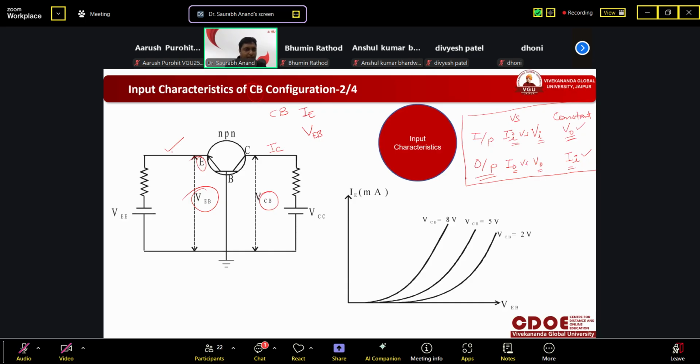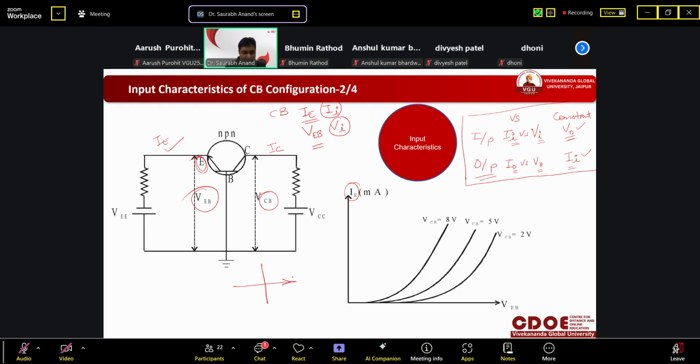Okay. And what will be the input current? That is IE, because the emitter terminal is used as the input terminal. So the current flowing through the emitter terminal will be IE. So II is replaced by IE, and VI by VEB. Got it? So you can see here that this is IE whenever we draw the characteristics like this.